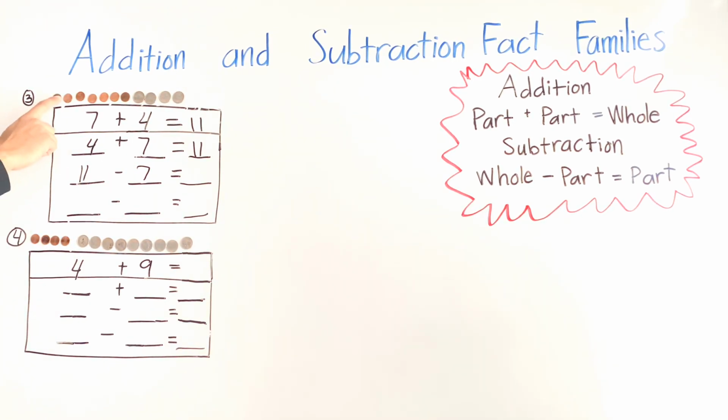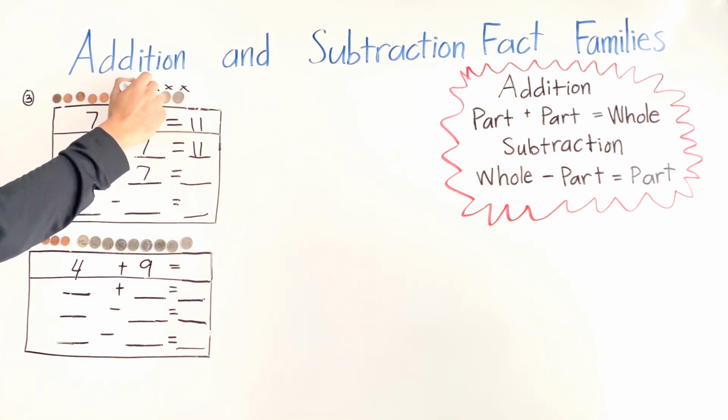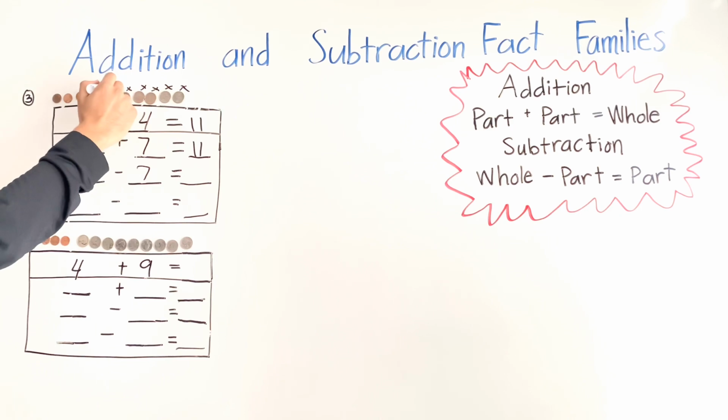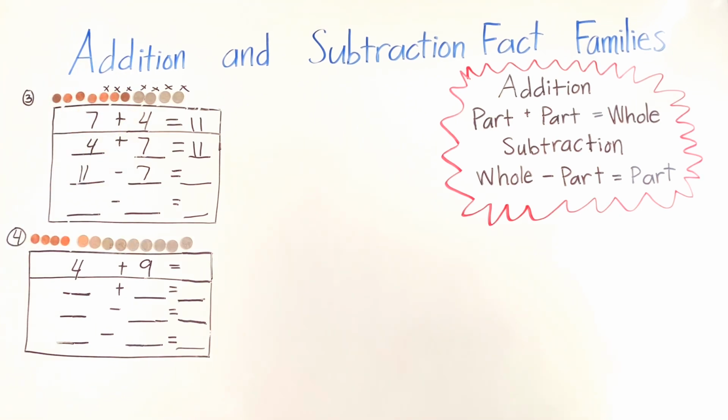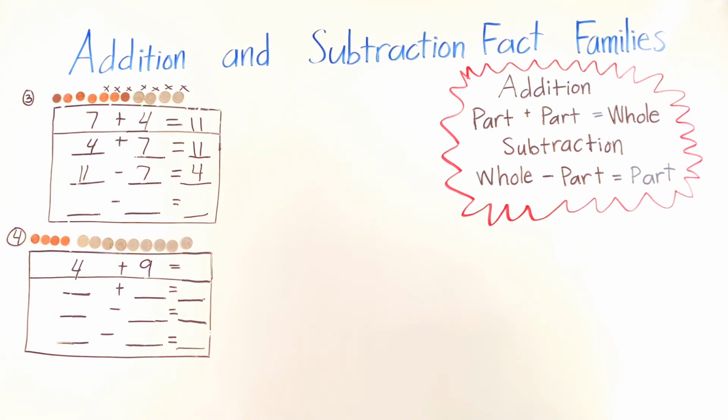So we go 1, 2, 3, 4, 5, 6, 7, 8, 9, 10, 11. And we're going to subtract 7, so we're just going to X out 7. We're going to go 1, 2, 3, 4, 5, 6, and 7. Then we count how many we have left: 1, 2, 3, 4. So it's 4.